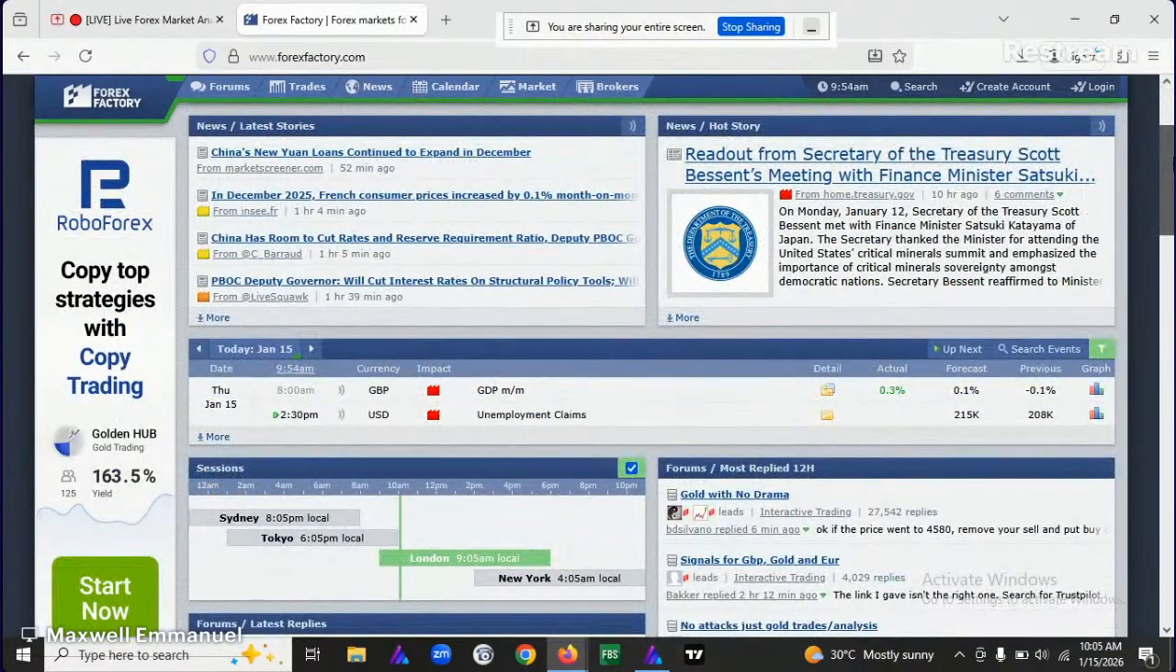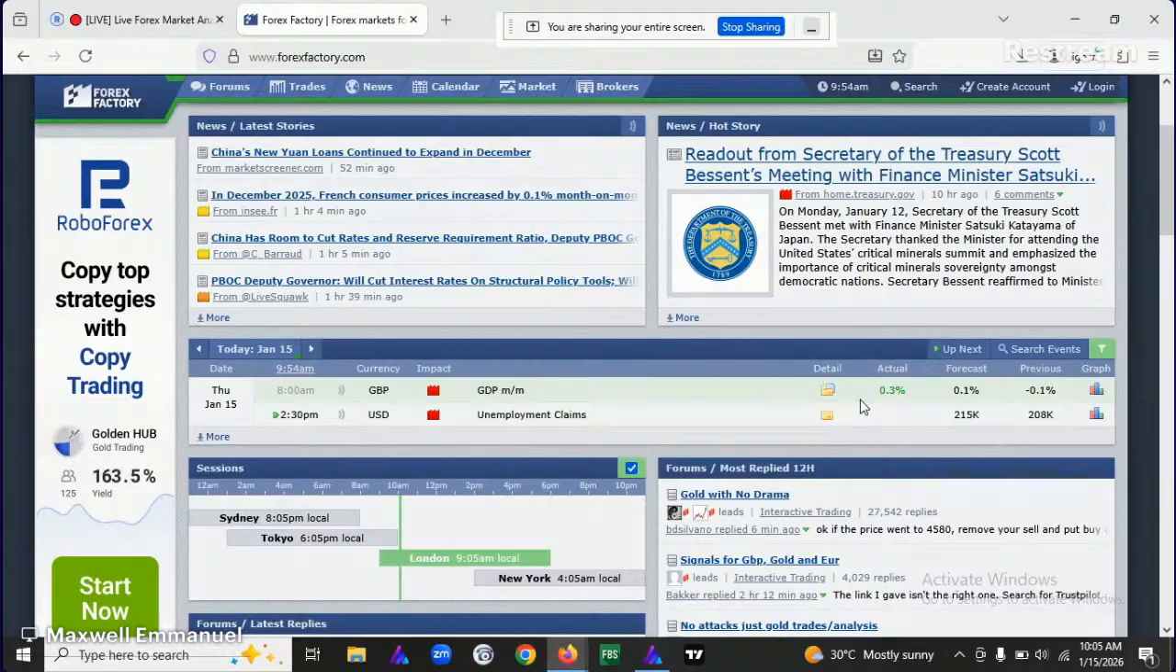Today is the 15th of January, 2026, and there are just two major news that will be released today. Great Britain pound GDP data has been released at 8 a.m. And as you can see, this is 0.3. The forecast is 0.1. The previous is negative 0.1%. So this is a positive data for the Great Britain pound. So we should expect bullish GBP today.